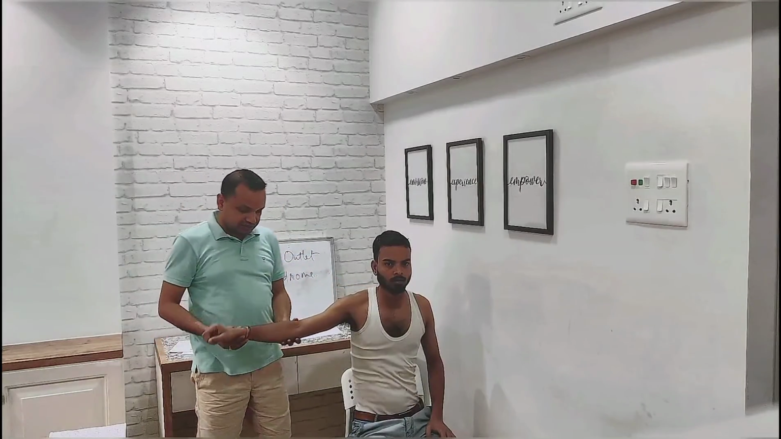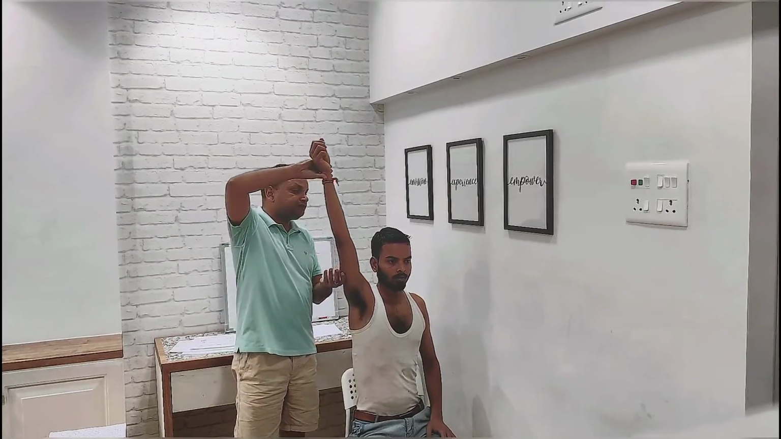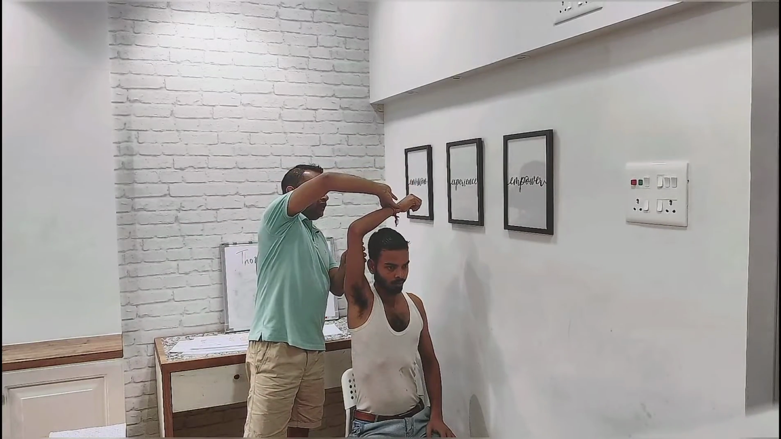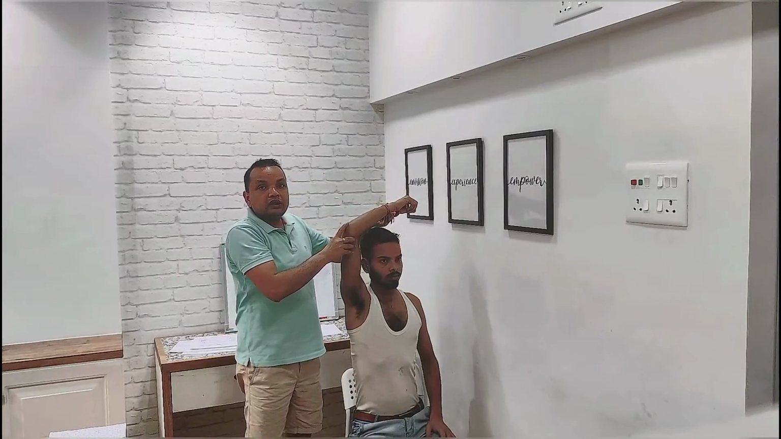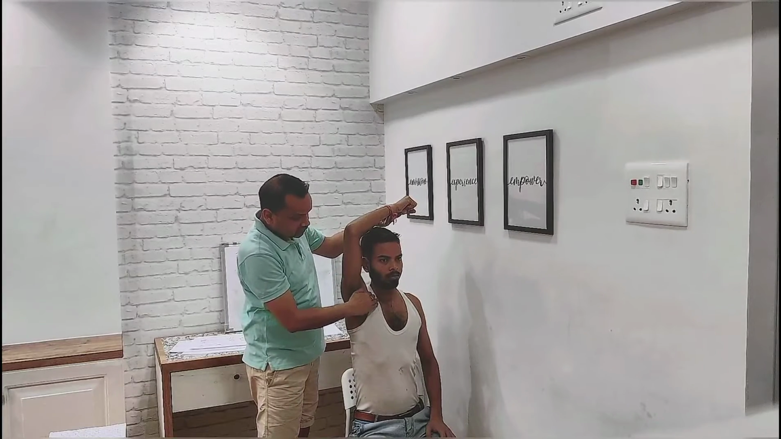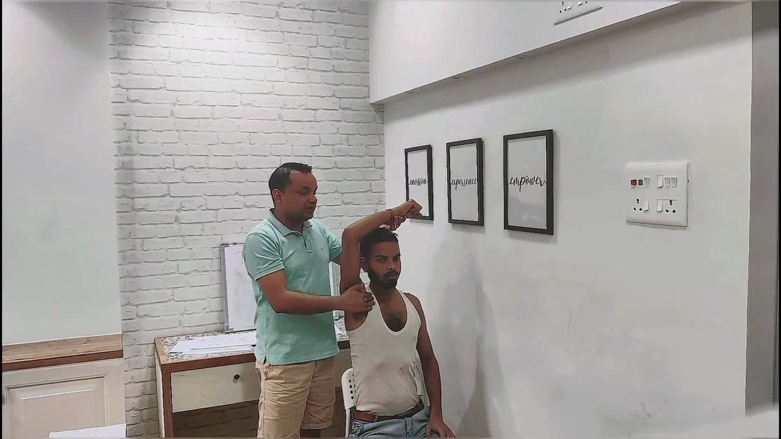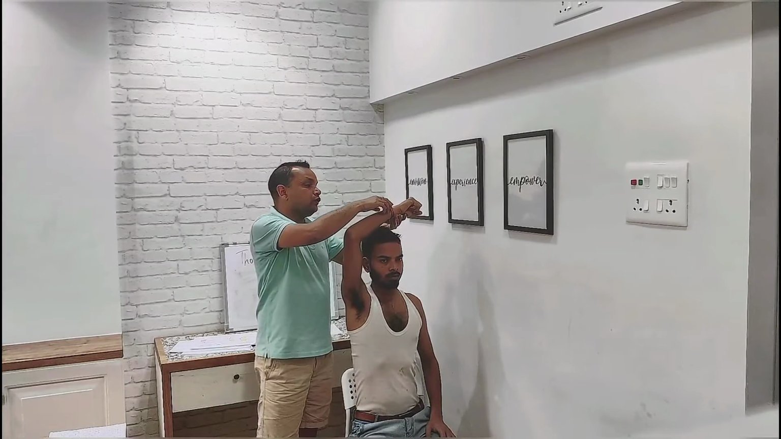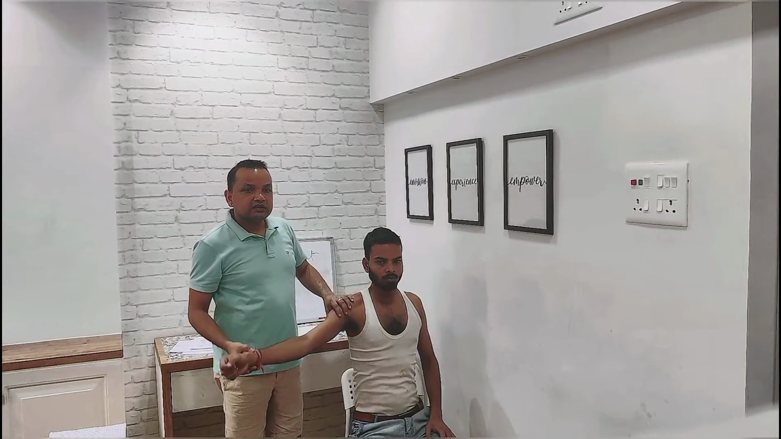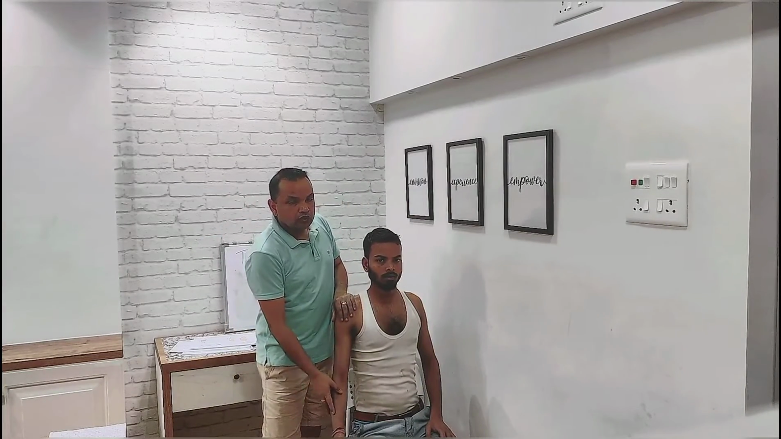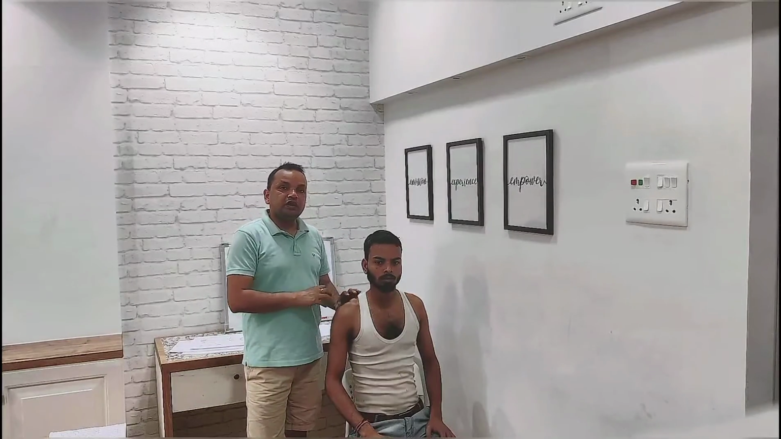The second part of this test is the same: feel the radial pulse, take the hand overhead and try to feel the pulse. When you take the upper extremity overhead, the structures will again be taut and the radial pulse may become weak and other symptoms may be present, which will give the test a positive indication. So these are the three basic tests that we discussed today for thoracic outlet syndrome.